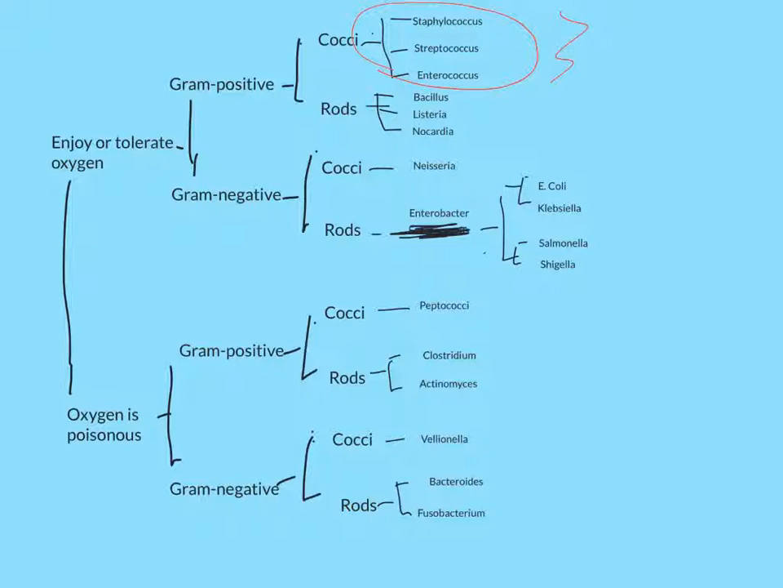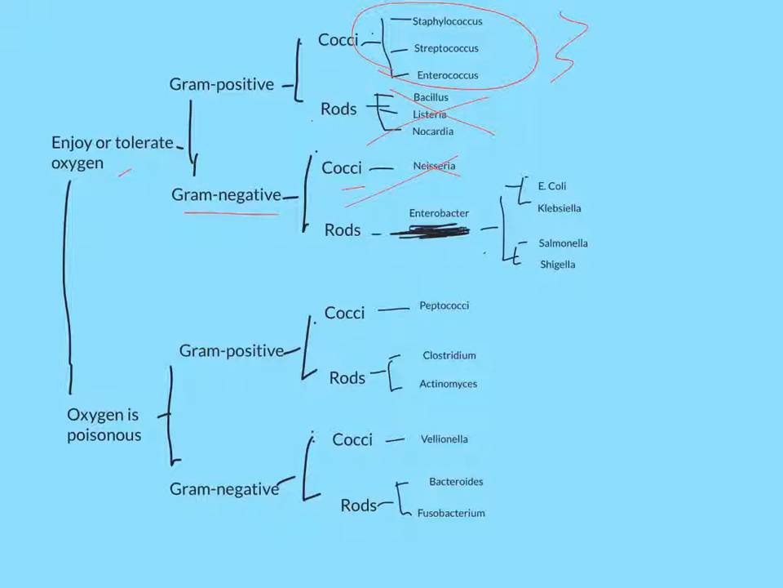So we have the ones that we're familiar with, right? As far as Listeria and Nocardia, they tolerate oxygen and they're gram positive, but for right now, we don't care. Let's move along here. They're gram negative, right? They're cocci. Neisseria, that's gonorrhea. We're familiar with that, but for this discussion, big old no.